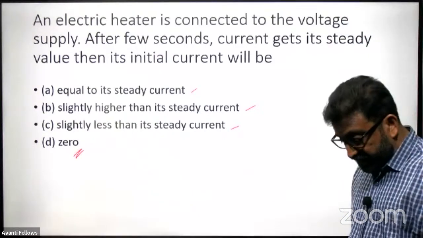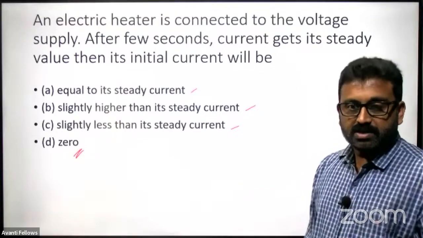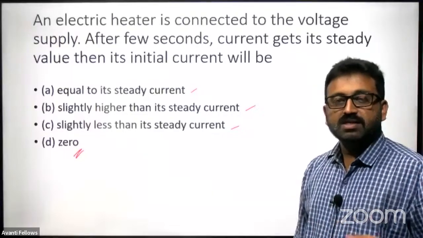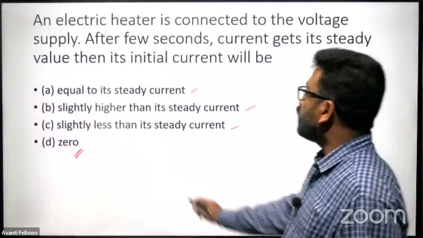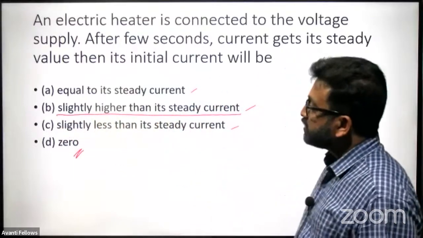When an electric heater is switched on, it drags a lot of current initially, and once it is stabilized, it doesn't require that much amount of current. So the option is B, slightly higher than its steady current.